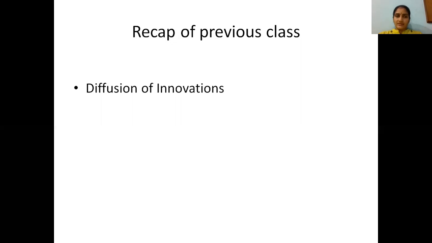So before actually starting today's topic, let us first recap the previous class topic. We had discussed the diffusion of innovation theory. In the previous class, we saw how this diffusion of innovation theory came into the picture, what concepts are included in it, what innovation is, what the different types of innovations are, and what the different stages in the diffusion of innovation theory are. All this we had discussed in our previous class.